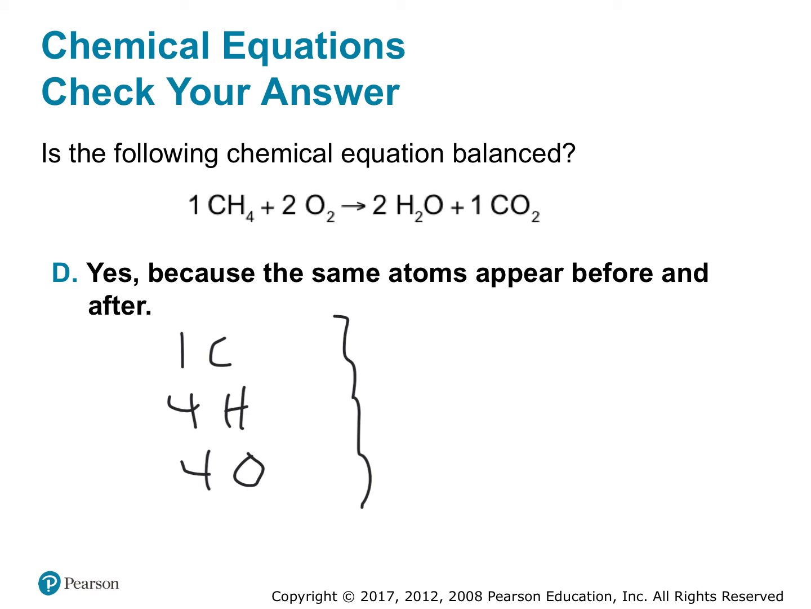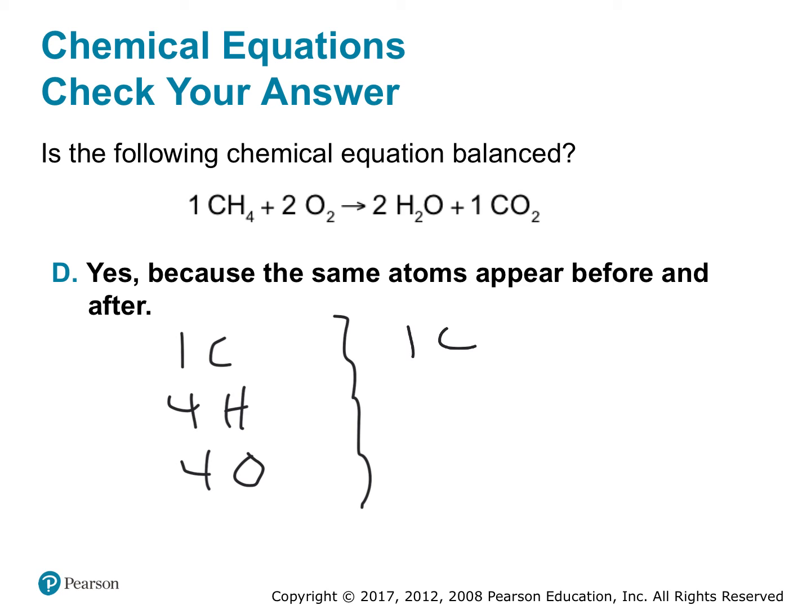Now, on the right side of the equation, I've got one carbon, I've got two oxygen over here, I've got two hydrogen and an oxygen there, but I've doubled that, so that gives me 4 hydrogen and 2 oxygen. So I've got 4 hydrogen altogether, I've got one carbon altogether, and then I've got 2 oxygen here and 2 oxygen there. That makes 4 oxygen altogether. So I end up with the same number of each kind on the right side as well.